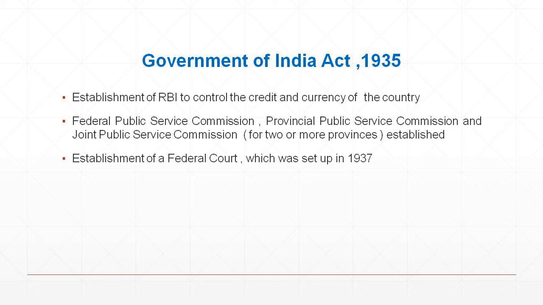Ninth, it provided for the establishment of not only a Federal Public Service Commission but also a Provincial Public Service Commission and a Joint Public Service Commission for 2 or more provinces. 10th, it provided for the establishment of a federal court which was set up in 1937. Federal court is nothing but a Supreme Court.